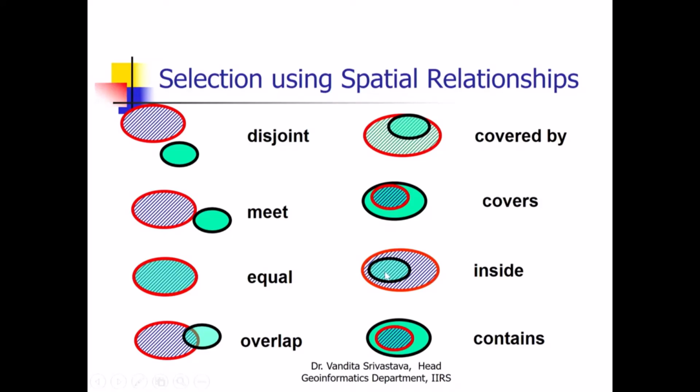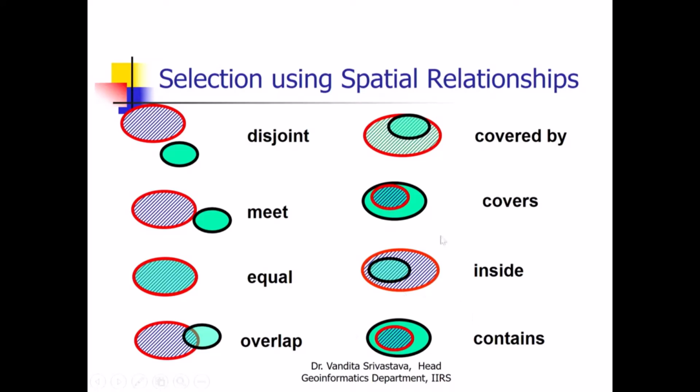So similarly, A is inside B, or B contains A. Now please notice the difference between contains and covers. Here B contains A, here B covers A. So when it just covers, it touches and covers, then it is covers. If A is completely inside B, then it is called B contains A, right? So that difference you can note down.